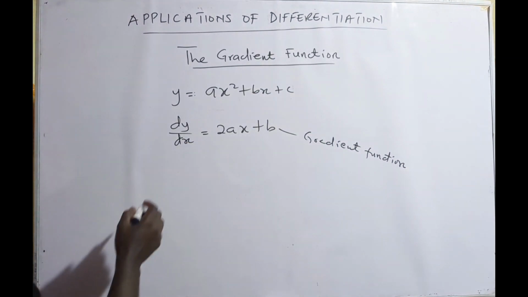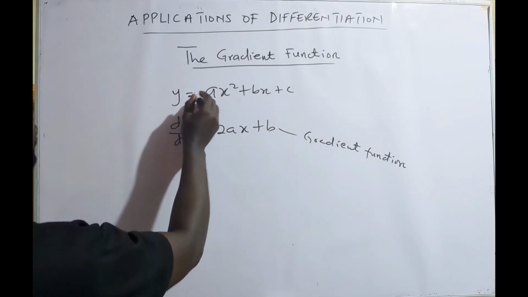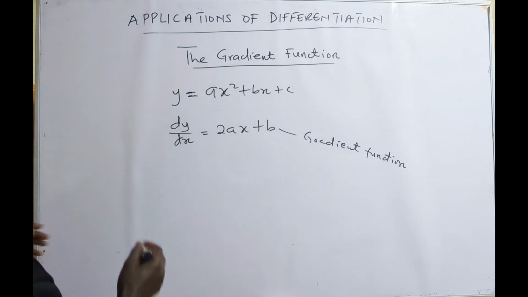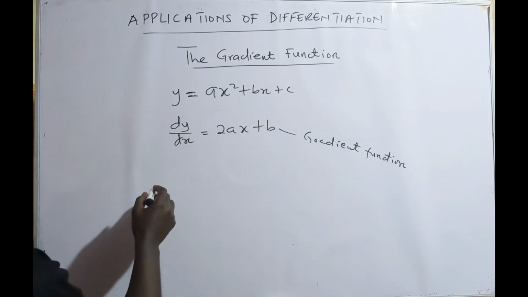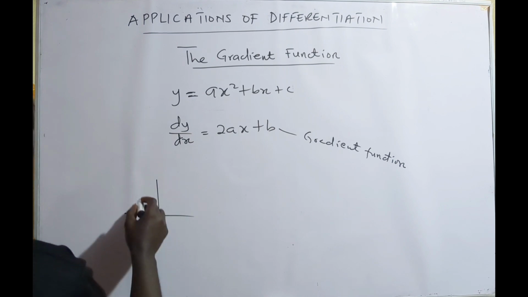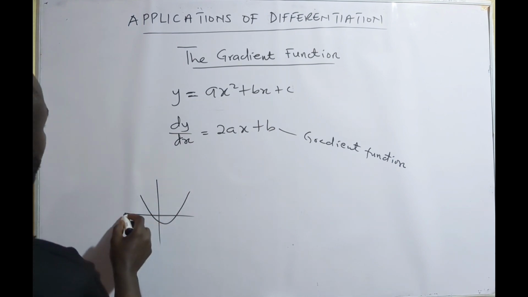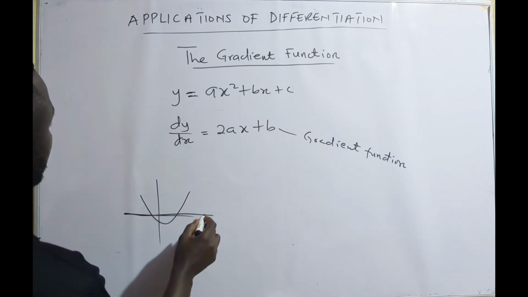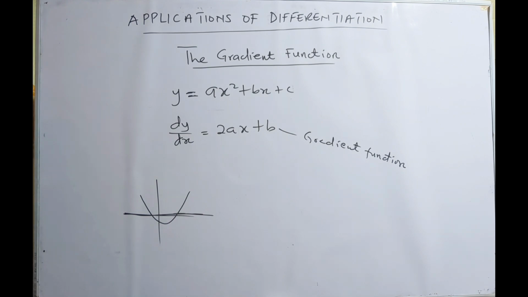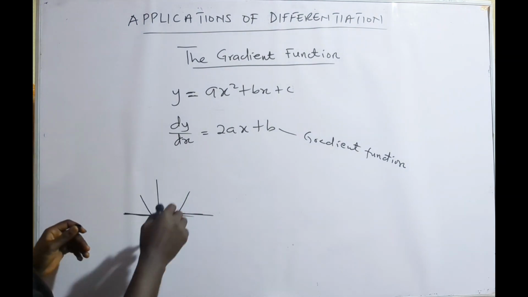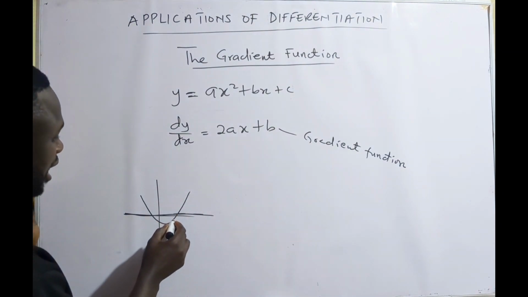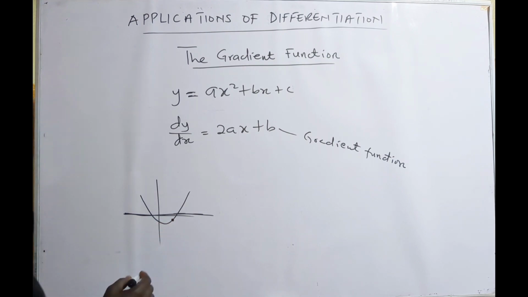So let's say my function is quadratic. When you draw a quadratic, you are going to get a curve like this. If it is cubic too, you are going to get a curve. And I'm going to find the gradient at a point on this particular curve. So let's say I have a point here, and I want to find the gradient at this particular point.